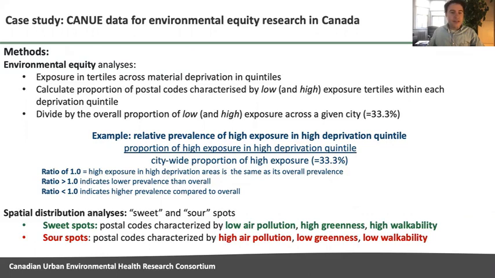The spatial distribution analyses were more straightforward. So we essentially overlaid favorable tertiles, which are low air pollution, high greenness, and high walkability, to identify postal codes characterized by all three, what we call sweet spots. And we did the same for unfavorable tertiles to identify sour spot postal codes.